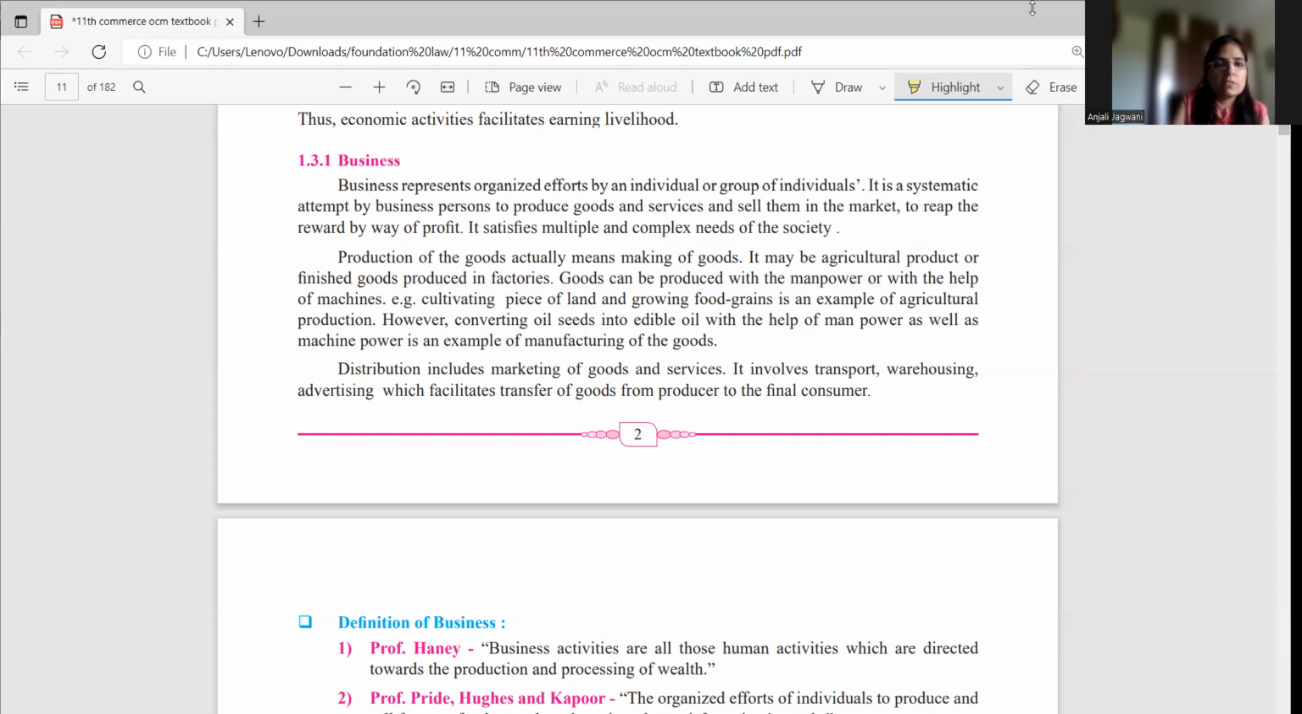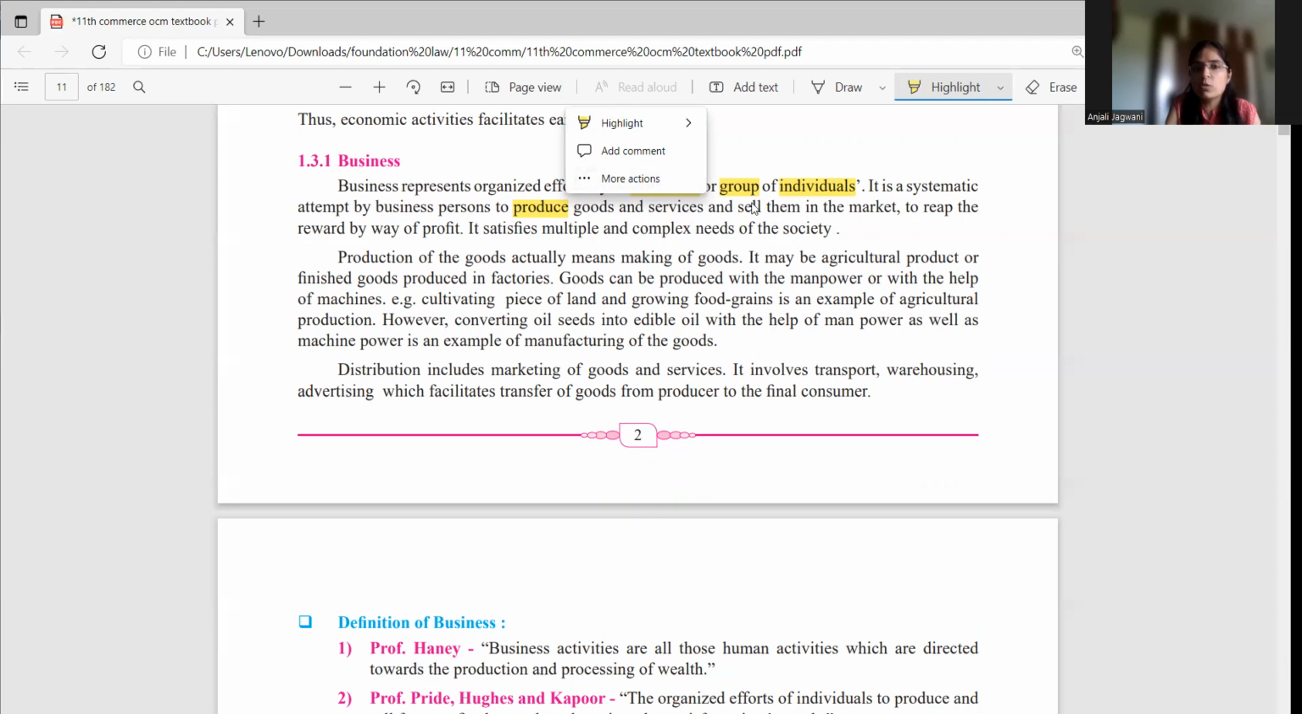Now what they have said is that business represents organized efforts by an individual or group of individuals. This is important, that the efforts could be of an individual or group of individuals. When it is an individual, we call this proprietorship, and when it is a group of individuals, it is a partnership or a company which is doing business. So it is a systematic attempt by business persons to produce goods and services. Production is one part of producing goods and services of business.